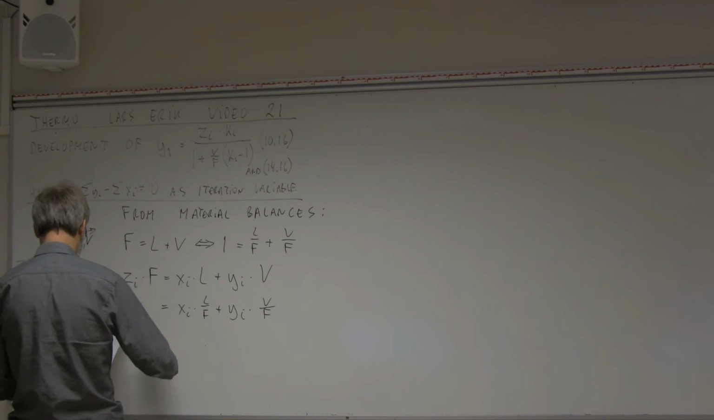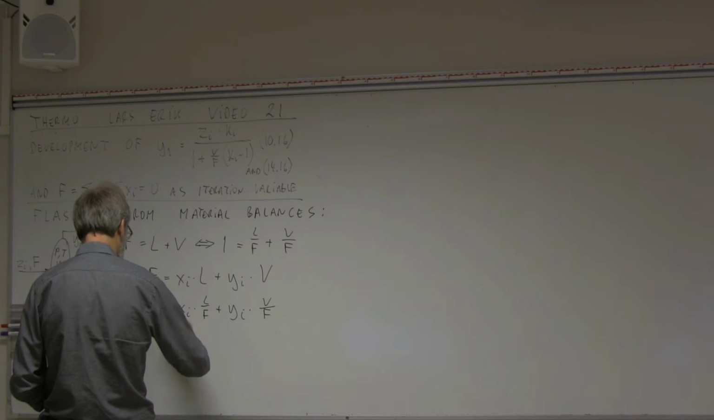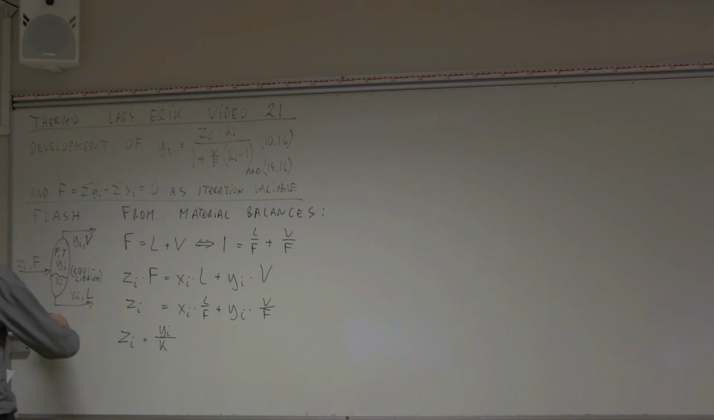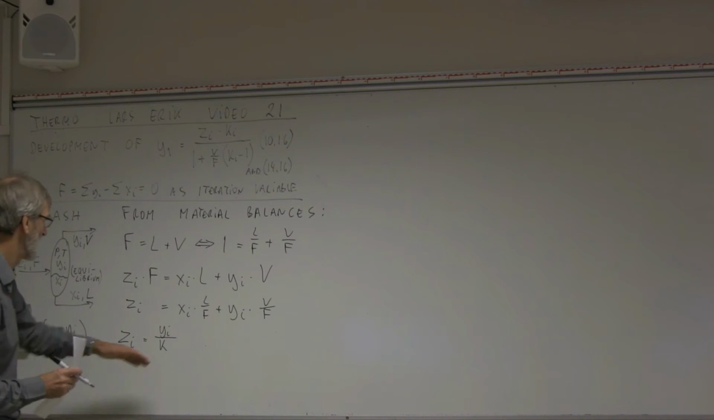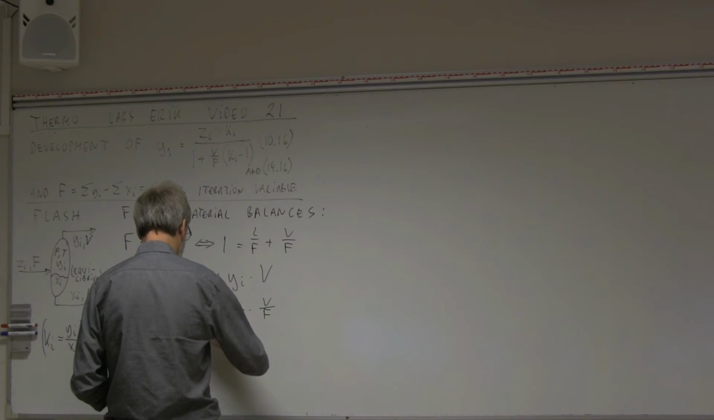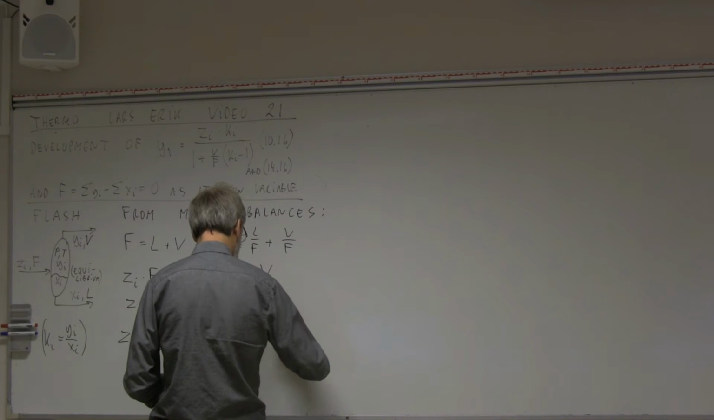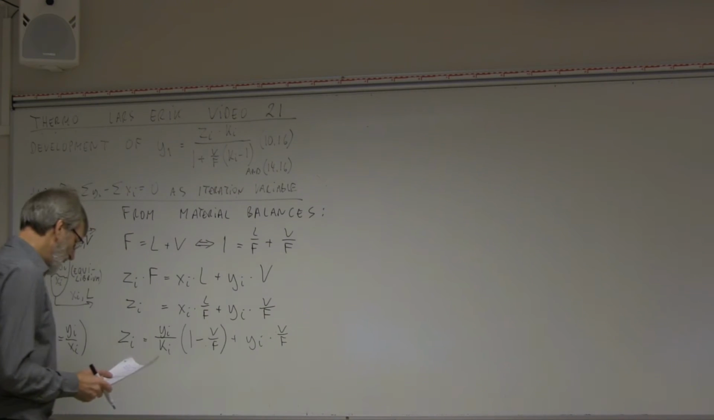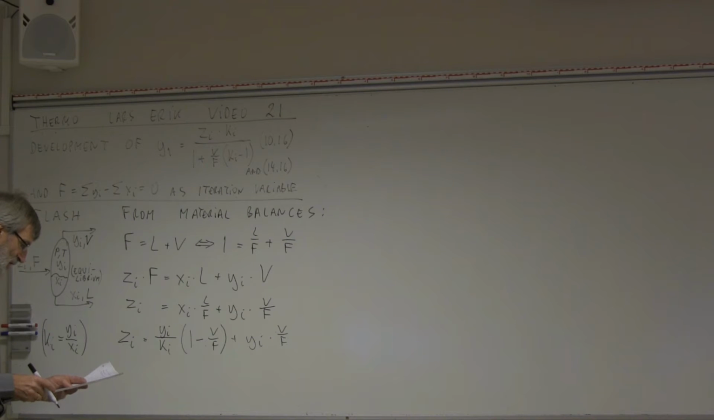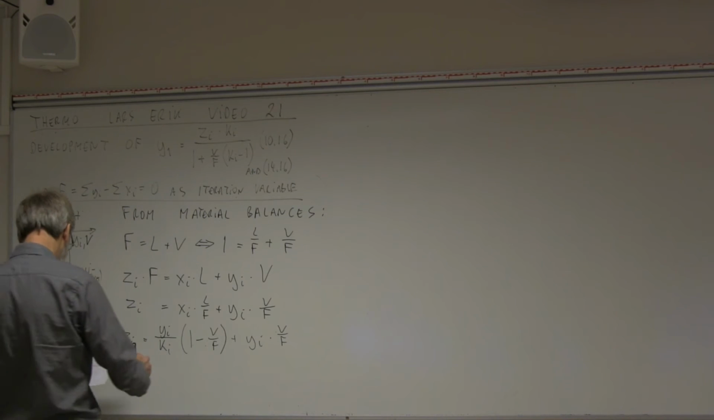And K_i is y_i over x_i. That is what is meant by K. I just manipulate this equation.